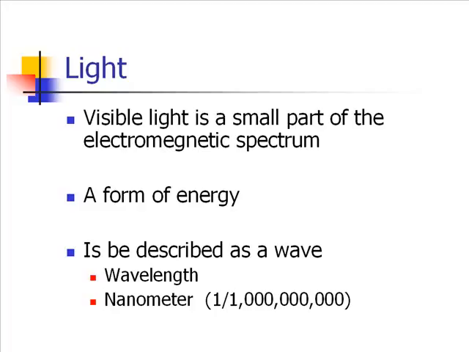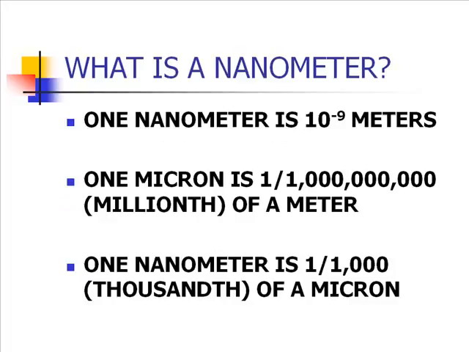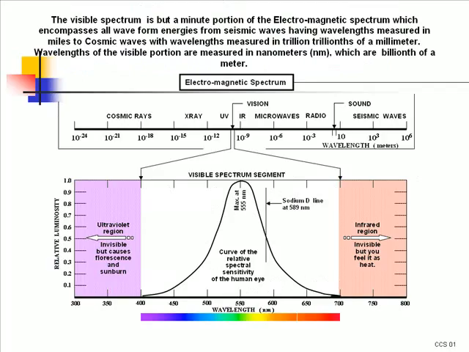What is a nanometer? 10 to the minus 9th meters, if you've had math and scientific notation. 1 micron is 1/1,000,000th of a meter. 1 nanometer is 1/1,000th of a micron. So in other words, it's really, really little. You can't perceive how small it is. When we look at the whole electromagnetic spectrum, in this picture, not exactly this one, but one similar to it is in your book, if you had a book, this has made the visible spectrum, which is just that little spot there in the middle where it says vision, and expanded it.